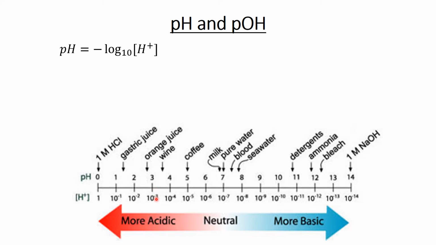So if you have a 0.01 molar concentration of H plus, you have a pH of 2. So that means that the H plus concentration is just equal to 10 to the negative pH. So if I know I have a solution with a pH of 3, I know my H plus concentration is 0.001 molar.